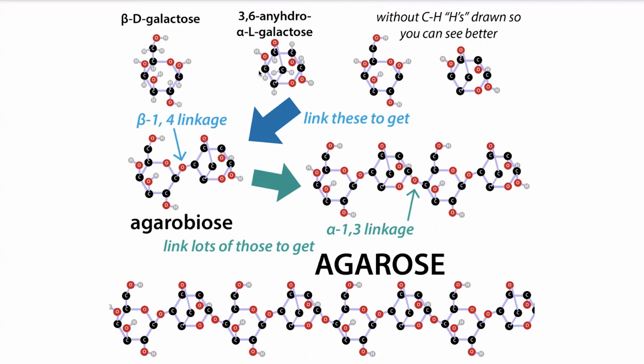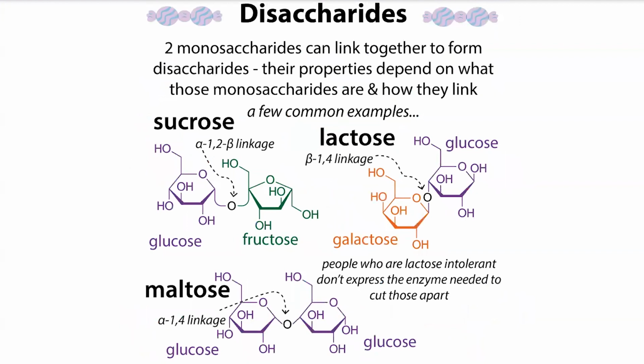If we look at this anhydro thing, basically an without hydro, water. And so we can see that we're basically losing a water molecule in order to link these two together. And so we get this kind of bridge over the molecule to get this 3,6-anhydro alpha L-galactose. Where the 3 and the 6, this is just referring to the carbon numbering. So that's all this is. So we link those together to get this agarobiose, which is a disaccharide. So it has two sugar molecules linked together.